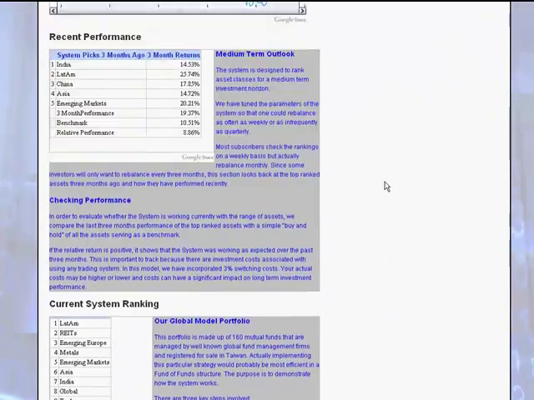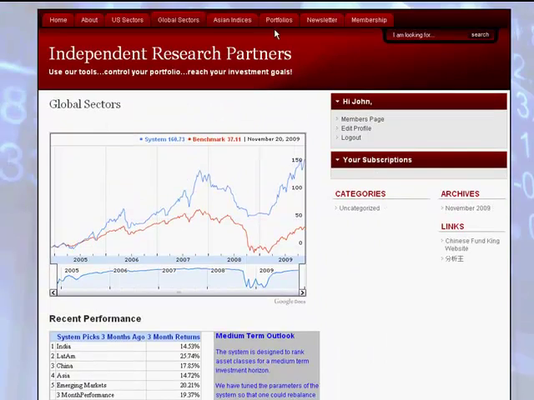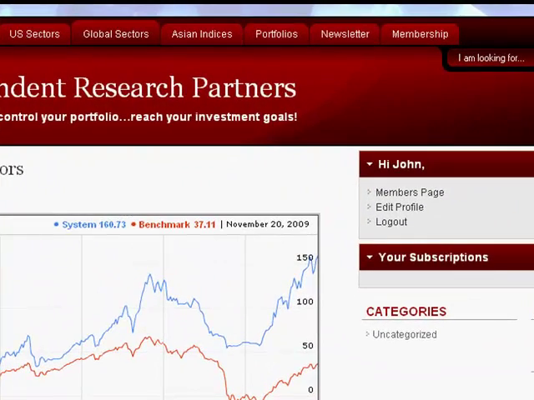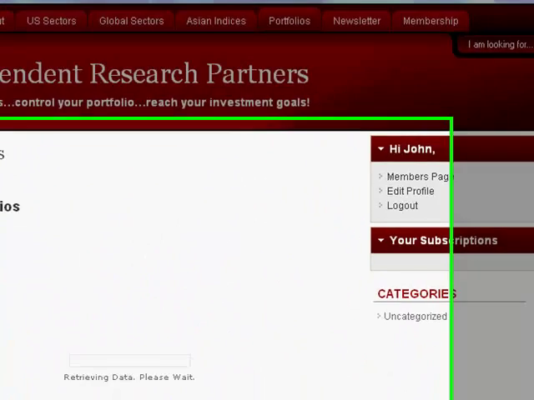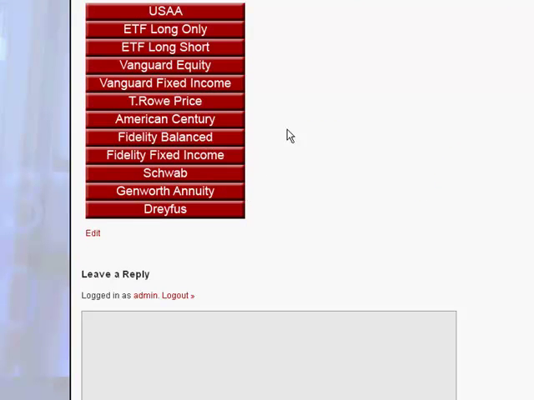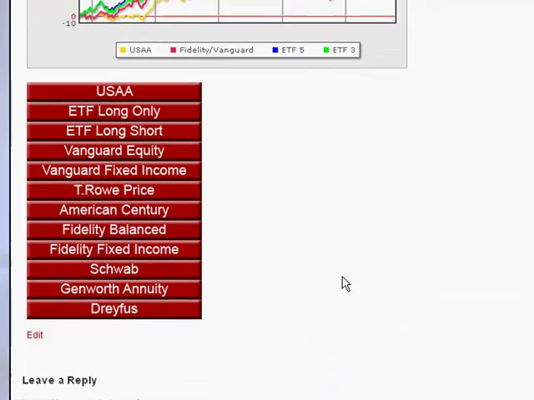Have a look around. We recommend that you go to the portfolios and poke around, see which ones you like. And if you don't see anything that you like in particular and you'd like us to design one, please contact us and we'll have it up and ready fairly quickly.